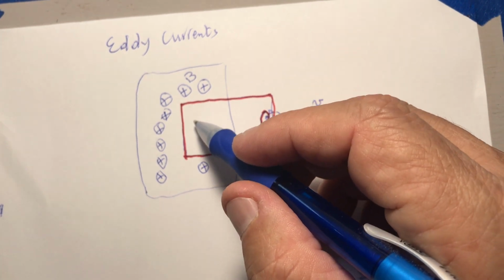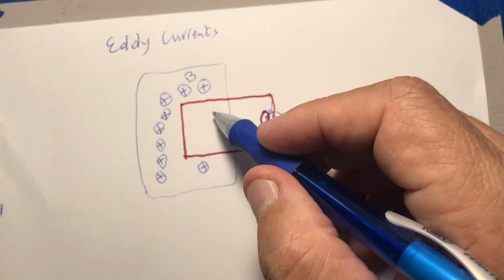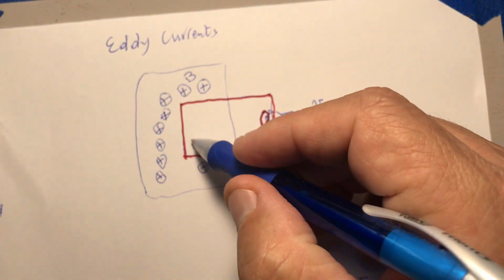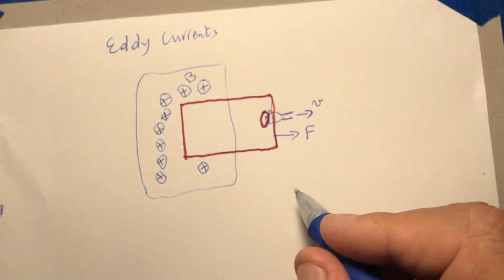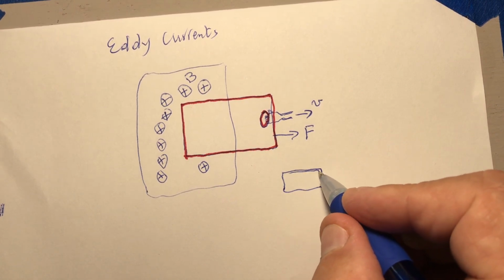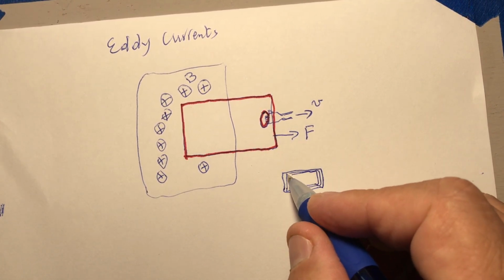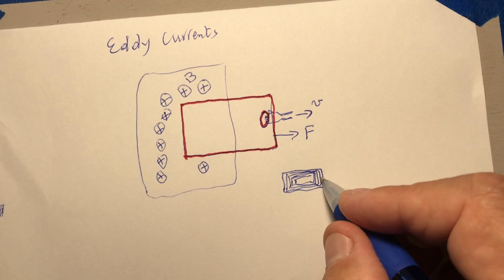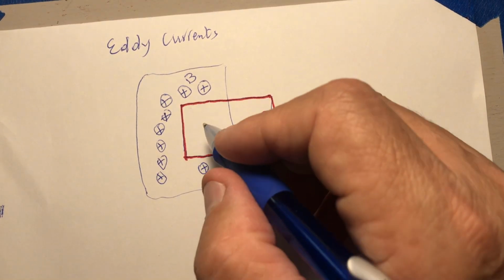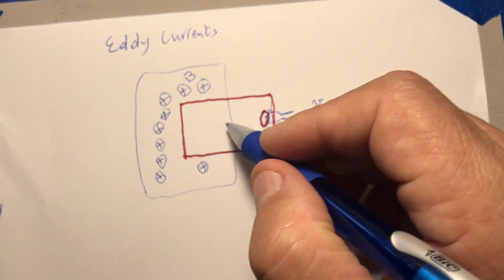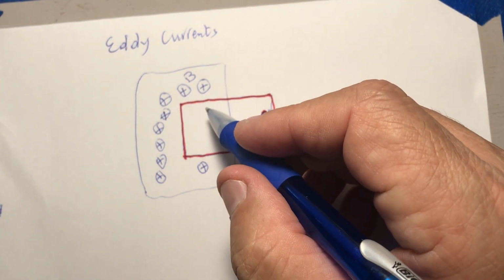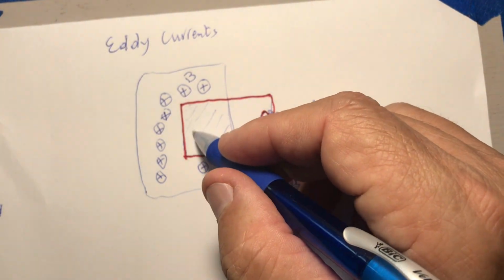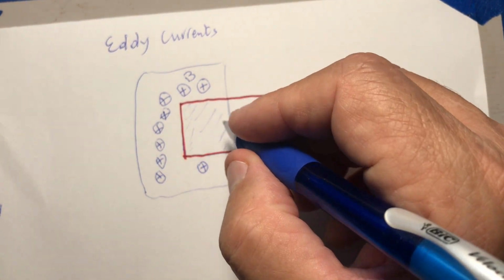Since it's a conductor, this metal is like a bunch of wires put together. Like you have one loop here, one loop next to the other loop, another loop here. It's like you have a bunch of loops, and whatever happens to one loop will happen to the other. So when you pull this slab of metal, you are decreasing the flux in this region here. So what's going to happen?